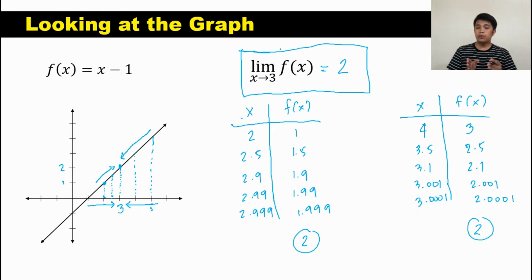And if we use the previous method we discussed, the table of values, after we listed down the x values approaching 3 from the left and right, we got the corresponding y values. By looking at the behavior of our y or f of x, we saw that it approaches 2. Therefore, that is the limit of our function.